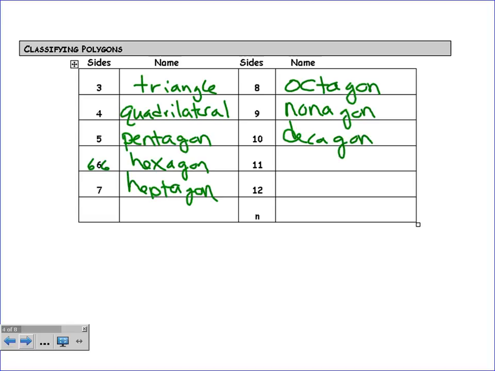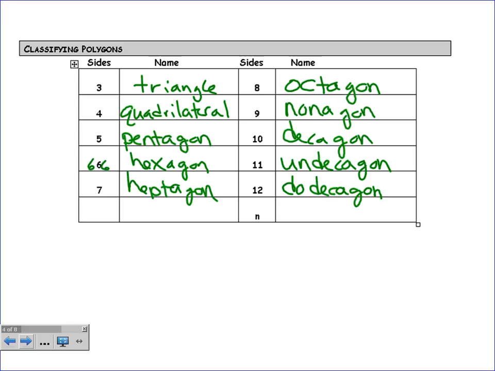11. Undecagon. It's meaning 1, and deca meaning 10, so it's 1 plus 10. And 12. Dodecagon. They're pronounced almost the same way here.